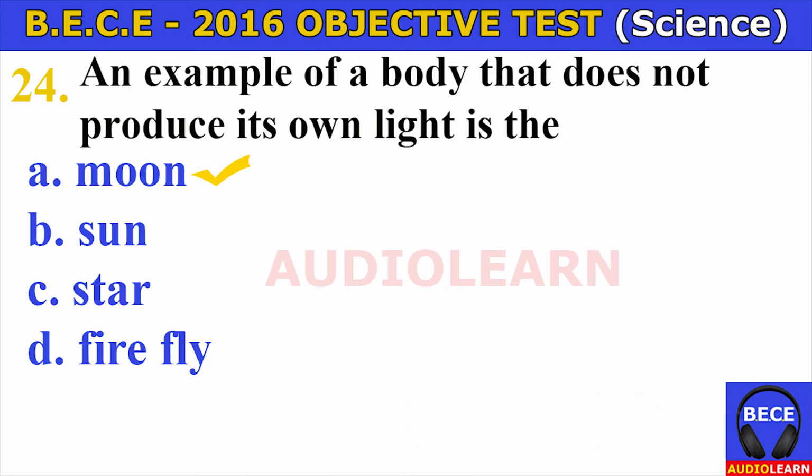Number 24. An example of a body that does not produce its own light is the A. Moon. B. Sun. C. Star. D. Firefly. And the answer is A. Moon. An example of a body that does not produce its own light is the moon.